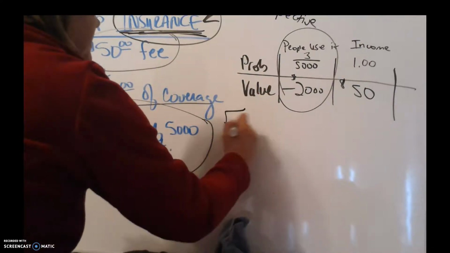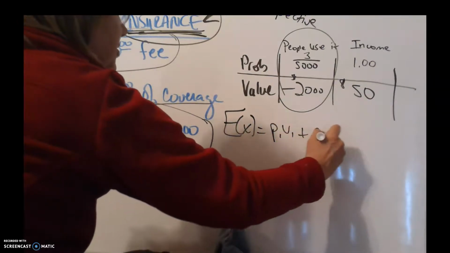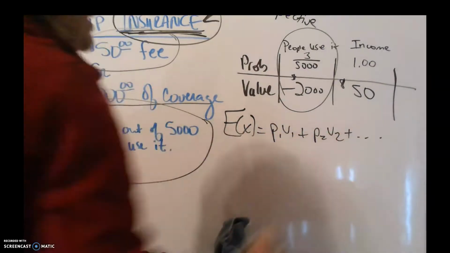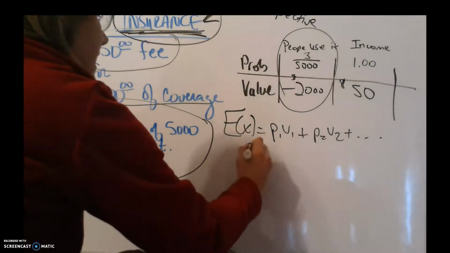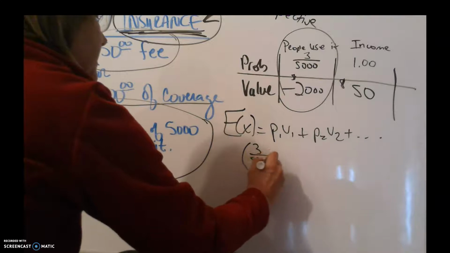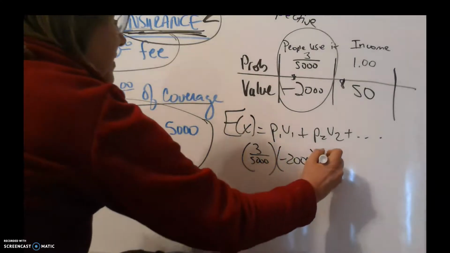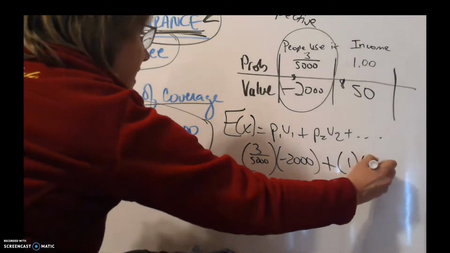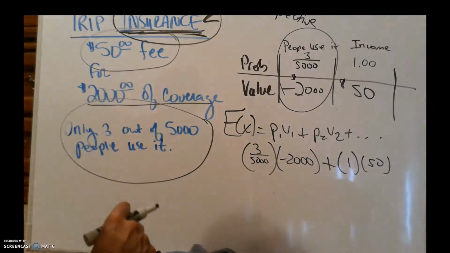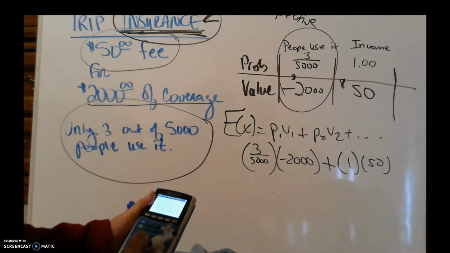Expected value is probability 1 times value 1, plus probability 2 times value 2, and then keep going, however big your chart is. So my probability that they actually use it is this, and if they use it, the insurance company is going to lose $2,000. But there's a 100% probability that they're going to gain $50 from every person that pays for this policy. So on my calculator, I'm going to go ahead and type this in.